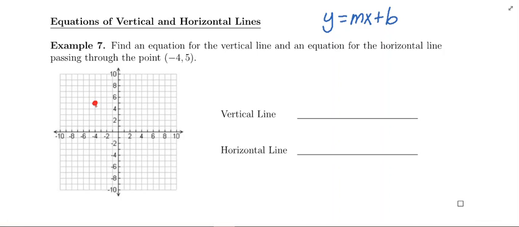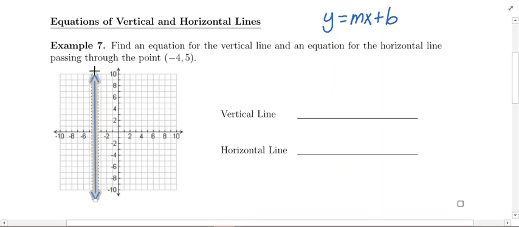I will start with the vertical line. Vertical means up and down. So if we draw a vertical line through this point, it's going to look like this. This will be the vertical line through the point -4, 5, and we need to write down the equation of this line.